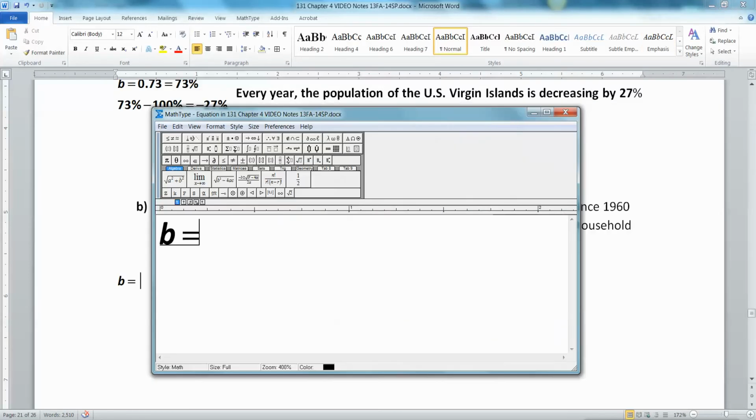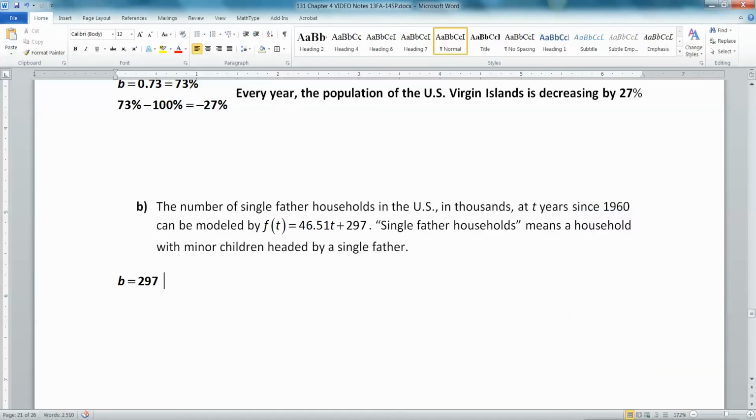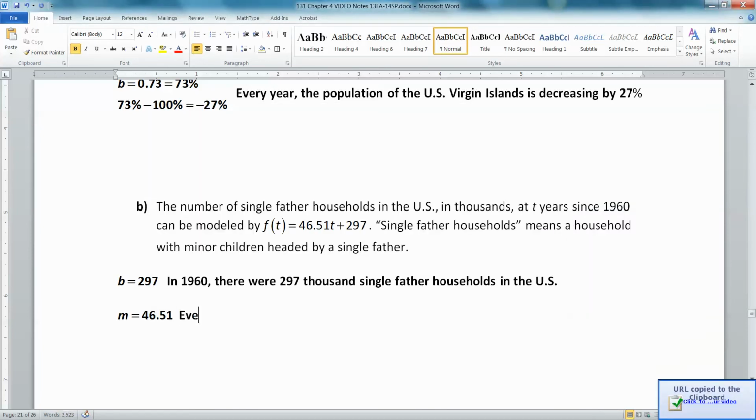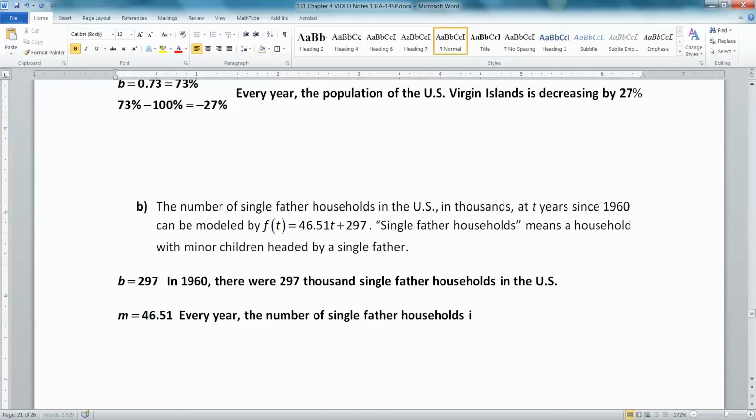B is easier in this case. It is 297. Okay, so that's the y-intercept for a linear function. So in 1960, there were 297,000, because again it's in thousands, single father households in the U.S. All right, now M equals 46.51. Okay, so every year the number of single father households in the U.S. increases by 46.51 thousand. Every year there are 46,000 more single father households.